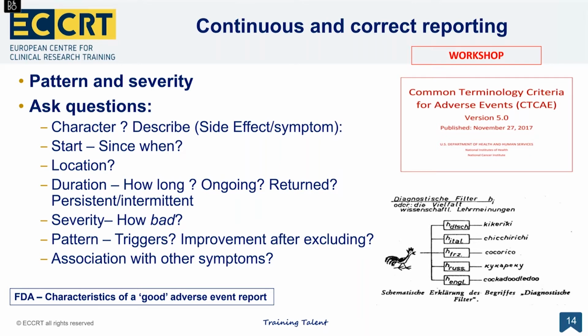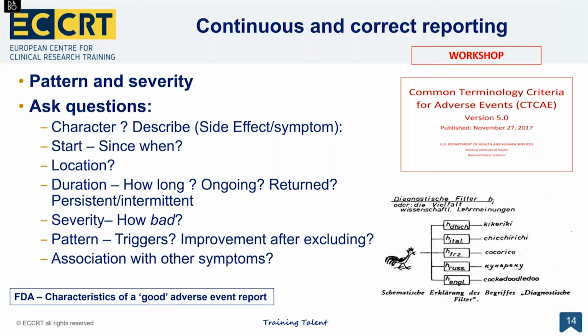If we want to know how bad the situation is, how bad the side effect is, this can be done by asking questions. When did it start? Where is it located? How long did it last? How bad is it? Are there triggers? Is there something that might improve it, or that can increase the severity of the adverse event? And is there an association with other symptoms? Sometimes we can see that patients having dry skin will also have itching skin.